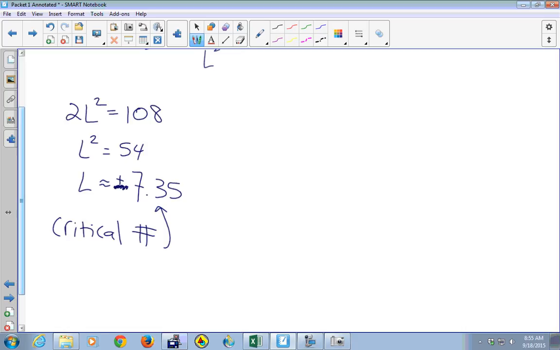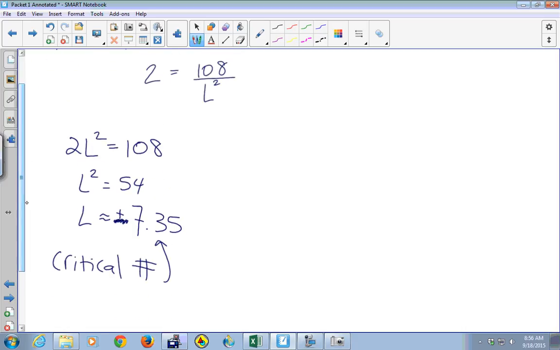To determine whether it's a local max, a local min, or neither, we make something called a sign chart. So I'm going to make a sign chart, and I put on all of my critical numbers. I only have one in this case, 7.35. And I'm going to chart the area, like I'm going to find what the area is at various places in relation to a length of 7.35.